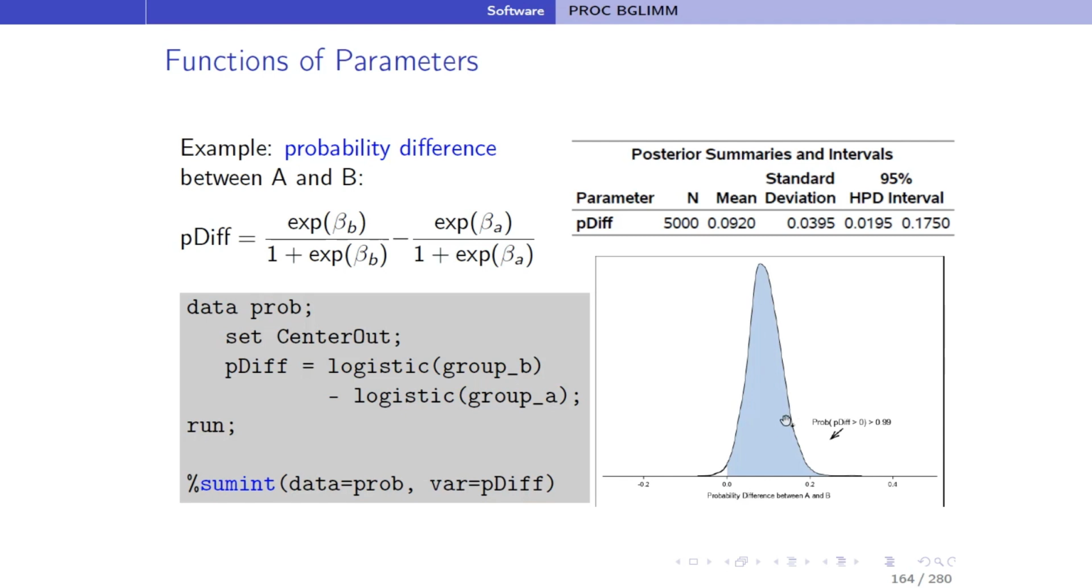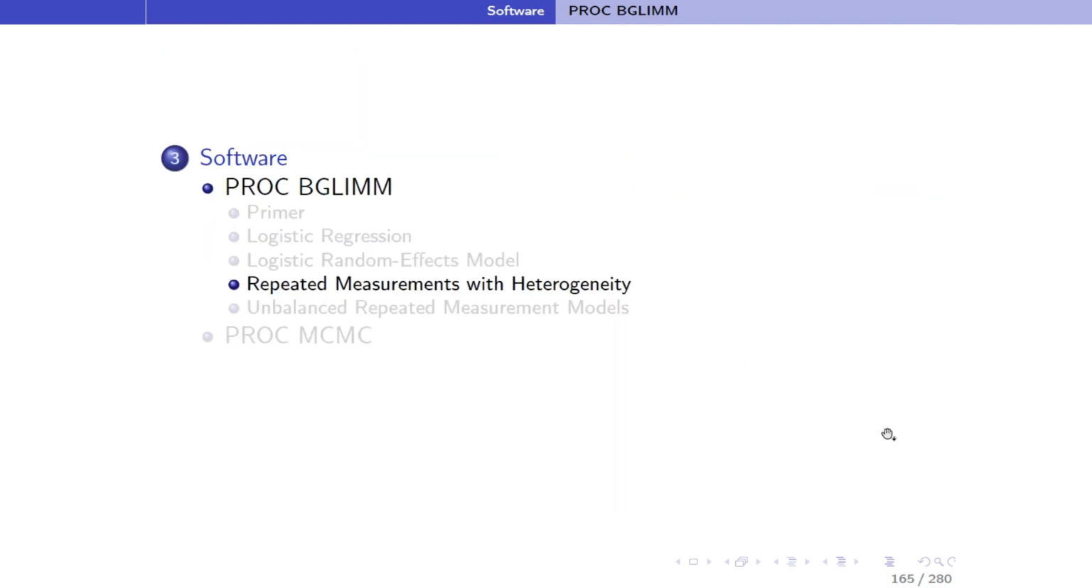The area shaded in blue is where the probability difference is greater than 0, and the probability that the difference in probability is greater than 0 is greater than 99%. It's a mouthful, but you can see how easy it is to do Bayesian analysis to directly make a statement to say that the probability that there is a treatment difference greater than 0 is 99%. So it's part of the power of the Bayesian analysis.